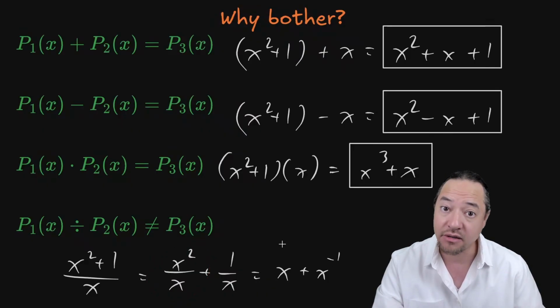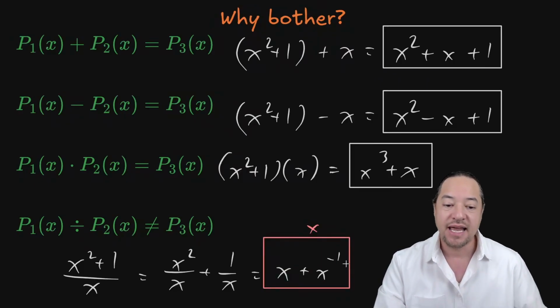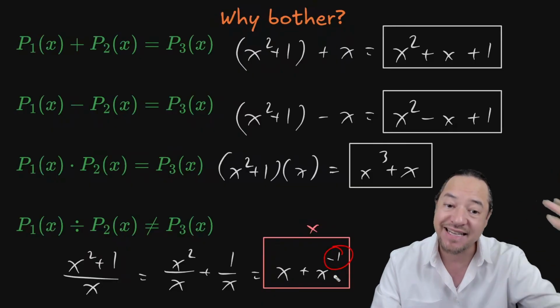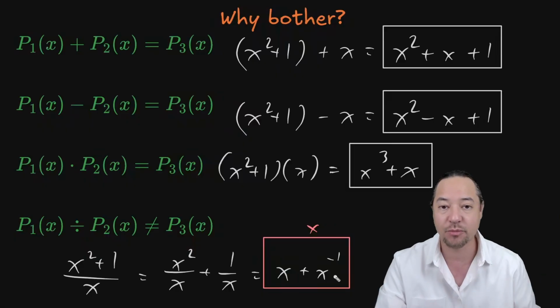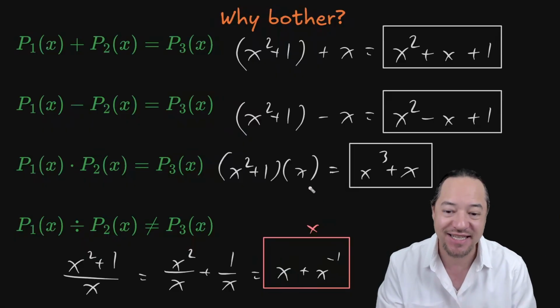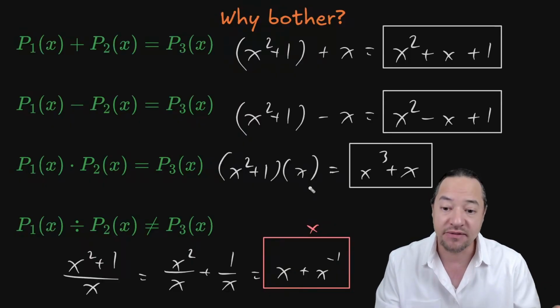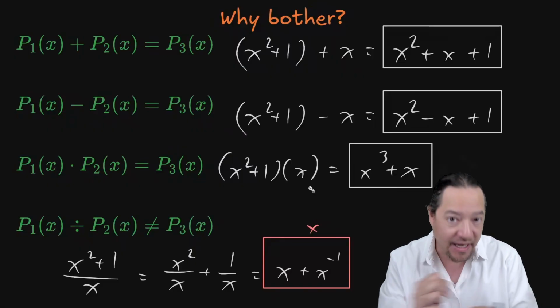And now here, notice what we get. This is not a polynomial. A polynomial must have x raised to a non-negative integer. So the fact that this is negative 1 means this is no longer a polynomial. What is it? Well, it's a rational expression. That's what it is. It's not a polynomial. It's something new. It's something different. It's created by combining or dividing polynomials.